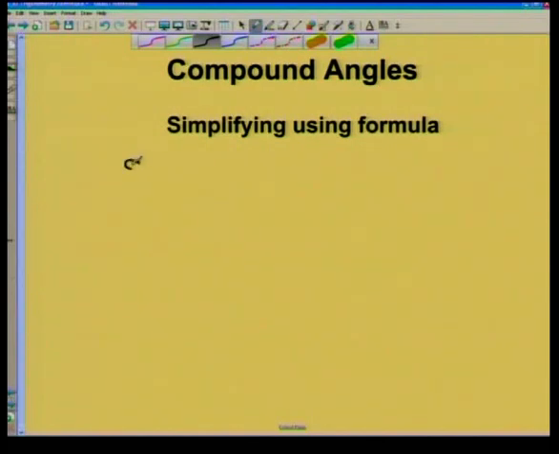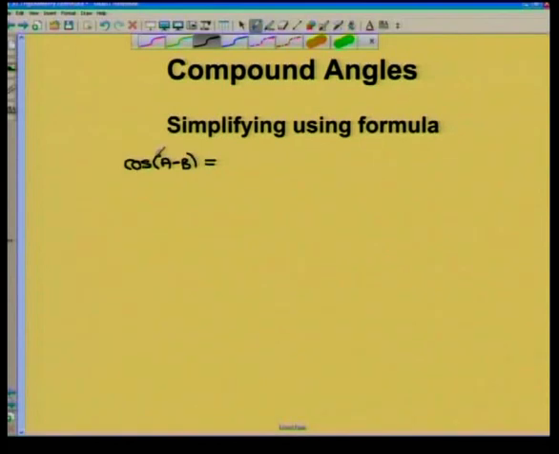Let's start with the first formula that says the cos of A minus B is. Now remember, I said to you to remember these formulas rather than to rely on your formula sheet. The formula sheet is fine, but if these formulas are in your head, it's just that much easier to identify what you have to do.